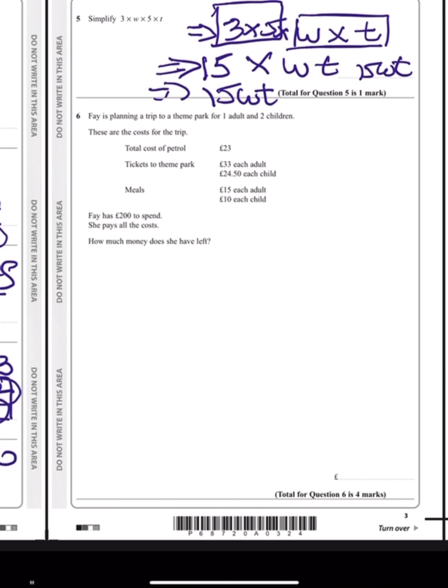So when we see this question, we see that Faye is planning a trip to a theme park for 1 adult and 2 children. These are the costs for the trip. So we know that the total cost of petrol is £23. The tickets to the theme park is £33 each adult and £24.50 for each child. And the meals, it will be £15 for each adult and £10 for each child. Now Faye has £200 to spend. She pays for all costs. How much money does she have left?